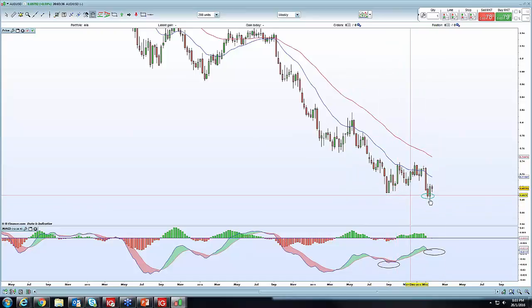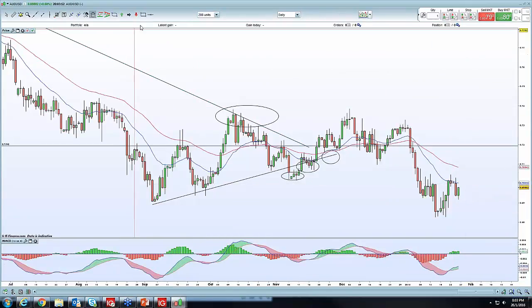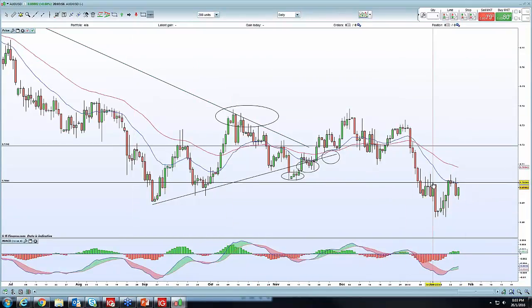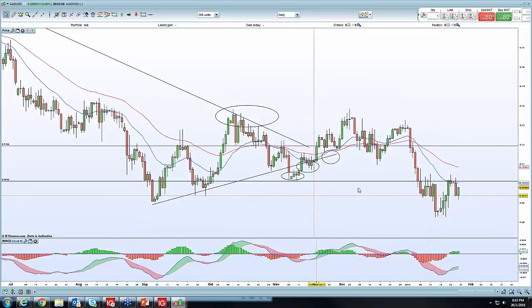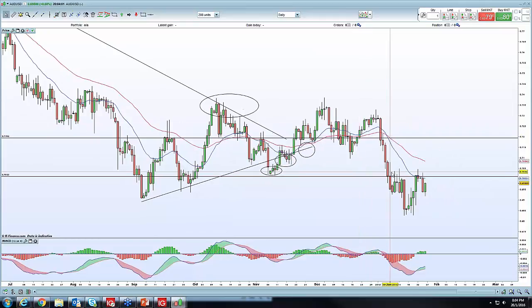Okay, you see a lower low, but the market has not made a significant higher low. It's still in a downtrend. If you look at the daily chart, this level here is key to me. What level is this? 70, not surprising, 70 cents. So it's still in a downtrend.